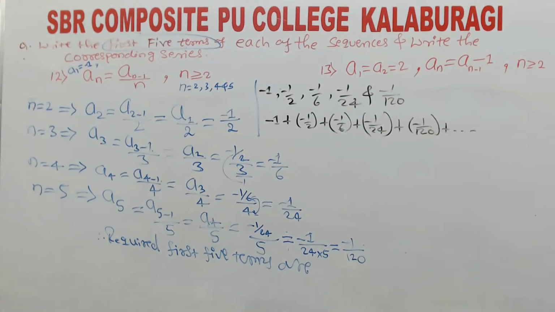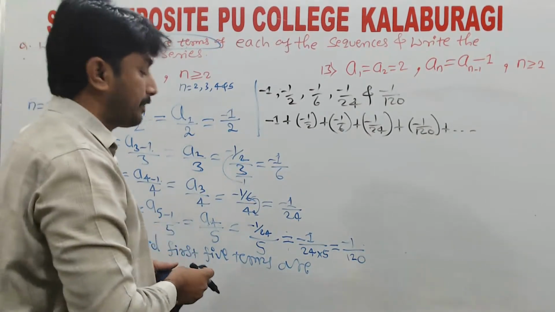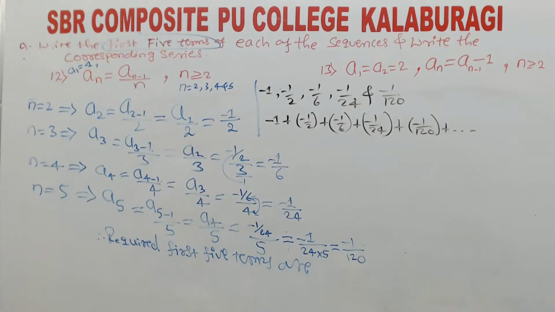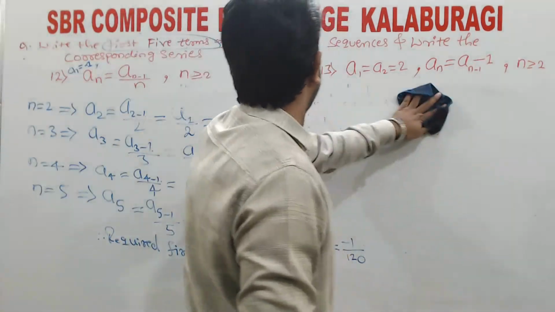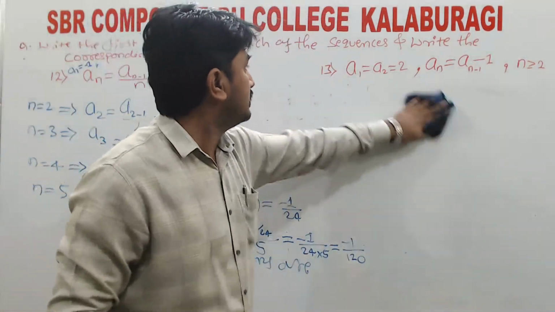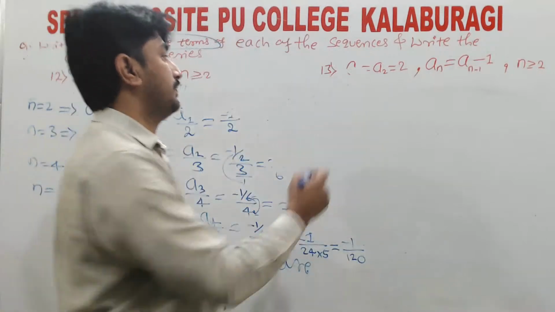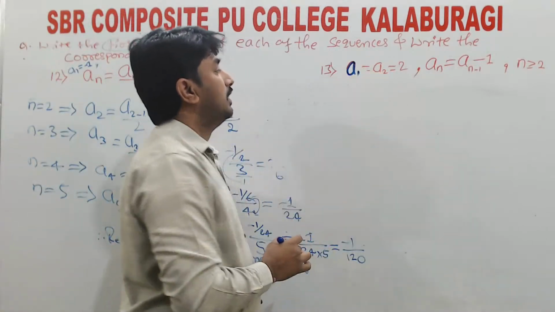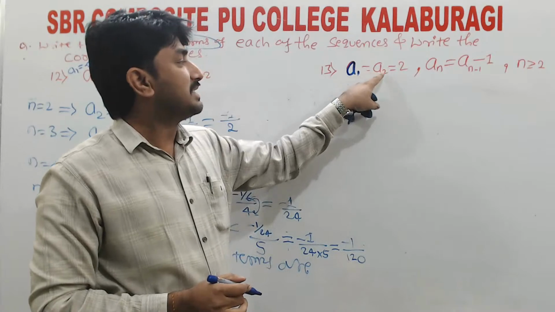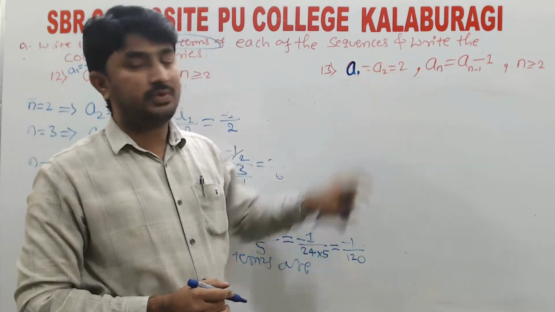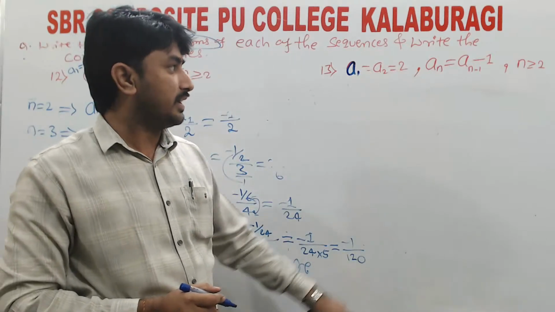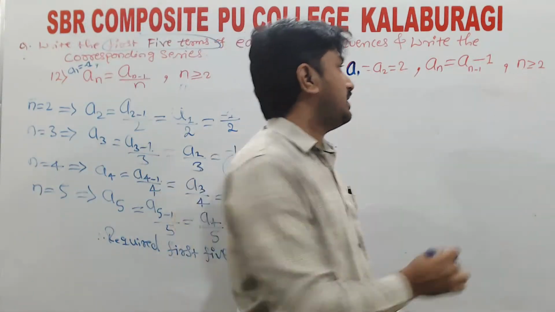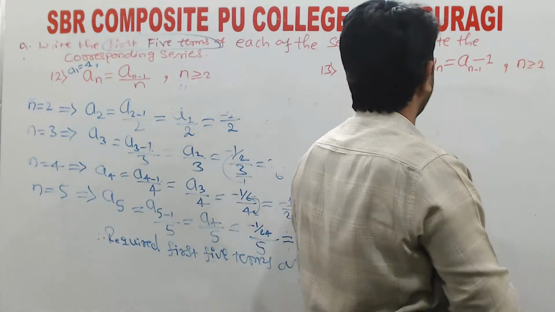We go for the next, 13th question. Question number 13 is, here already two terms are given. The first term value, and the second term value is equal to 2. It means the value of a1 and a2 is equal to 2. We have to find next, take n greater than or equal to 2.